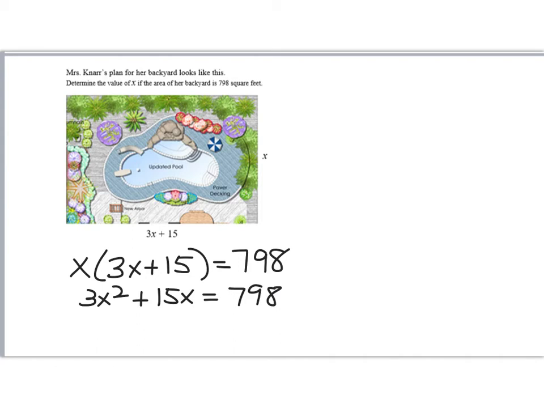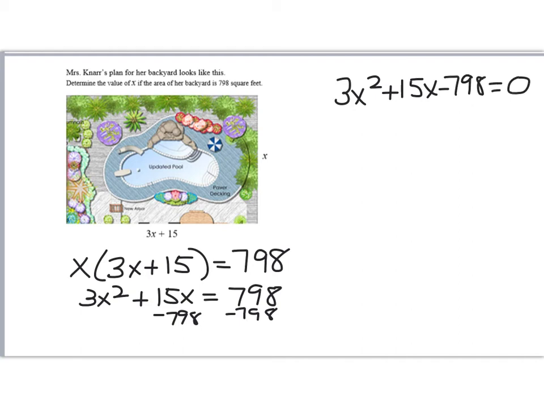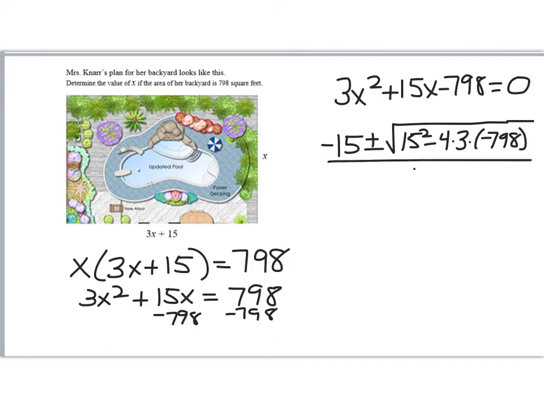If you remember correctly, in quadratic formula, I need to have a 0 on one side. So I'm going to be subtracting 798 from both sides. And I think I'm going to go ahead and write the answer up here on the other side of the page. So I have 3x squared plus 15x minus 798 equals 0. All right. Quadratic formula: negative b plus or minus the square root of 15 squared minus 4 times 3 times negative 798, all over 2 times a.